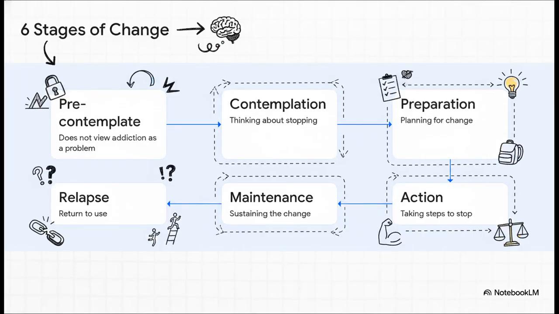Okay, so when we move from diagnosis to behavioral counseling and psychosocial treatment, think cognitive behavioral therapy, we really have to understand the patient's psychological progression. And we map this out using the 6 stages of change. It starts with pre-contemplation, which is basically where the patient doesn't even view their addiction as a problem yet. Then we move into contemplation. They're starting to think about stopping. That's followed by preparation, action, and maintenance.